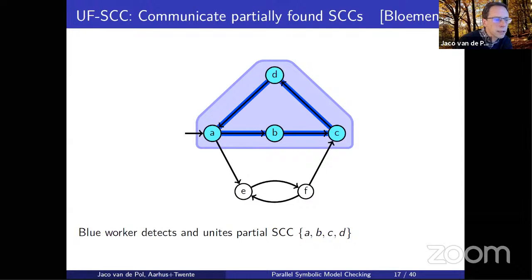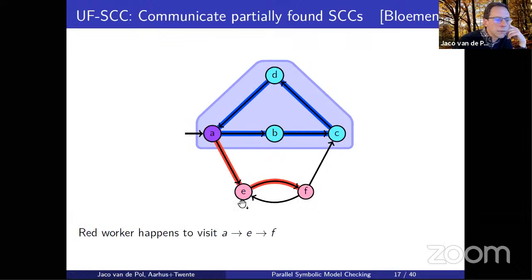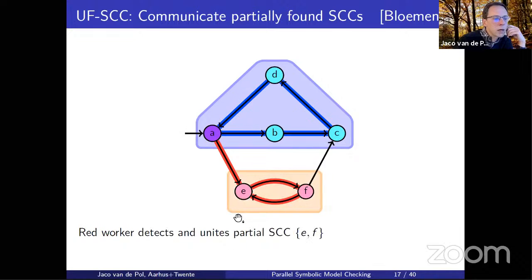It starts also at the initial state A. It happened to go to E. It visits F. It sees E, and it knows I was there, so I can contract this. So we take another union in the unified forest.